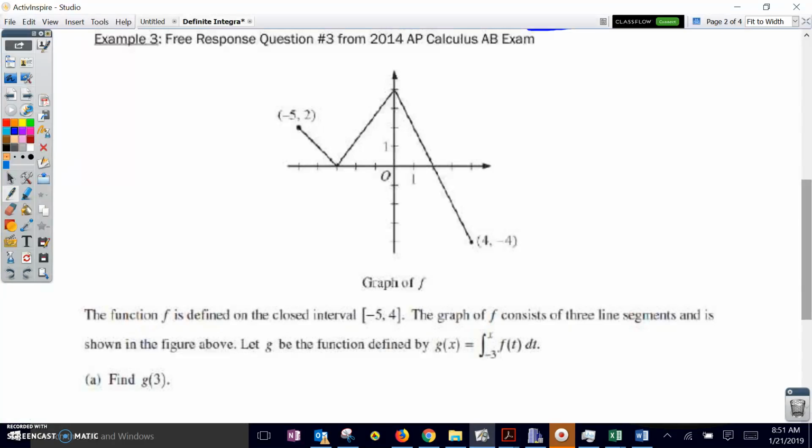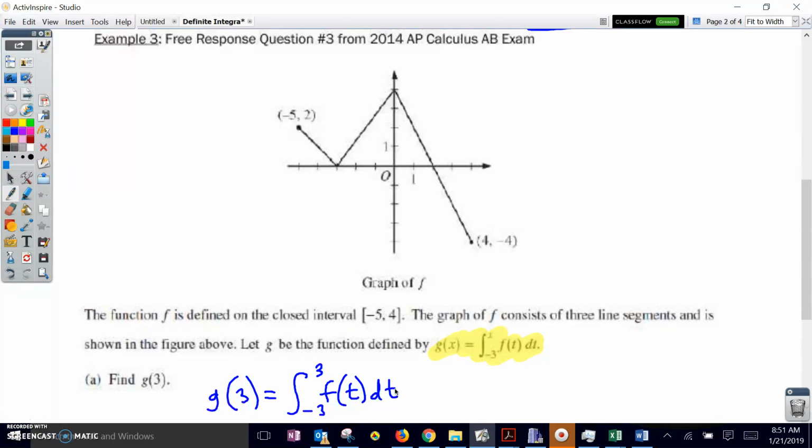And here we're supposed to find g of 3. So we start by putting that into the notation that we're provided. g of 3, because of this right here, is equal to the integral from -3 to 3 of our function f of t.